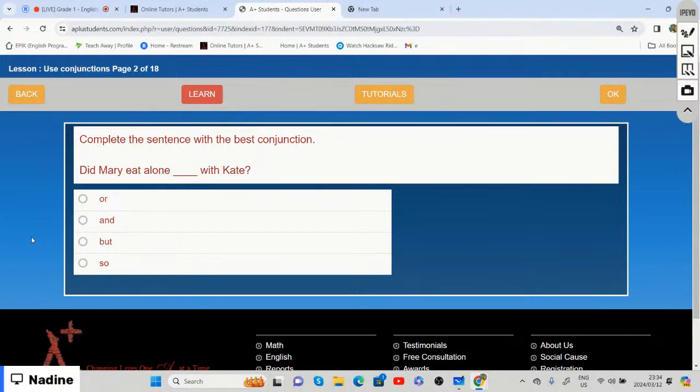So we have to complete the sentence with the base conjunction. So we say, did Mary eat alone, or with Kate? We need to choose the correct conjunction to put those words together.